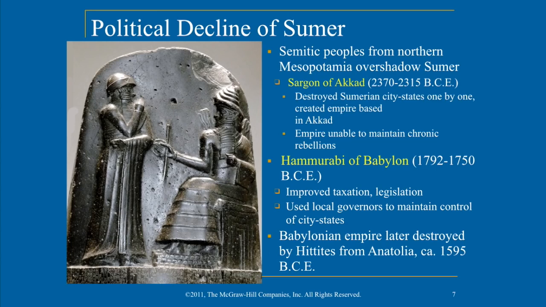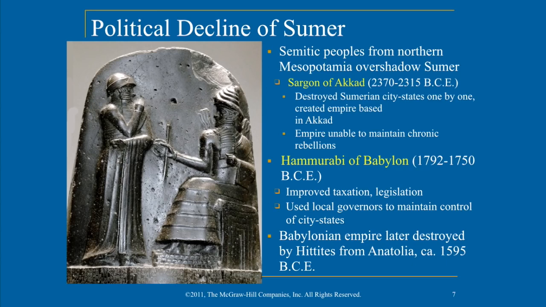Hammurabi of Babylon is a leader of Babylon, obviously, living from 1792 BCE to 1750 BCE. Now, his great contribution to world history is that he improved taxation and legalization. He created some of the world's first law systems and law code. He understood how to tax people in a way that was beneficial to the society and also provide goods and services for the people of that society, so that they can feel safe and secure and well-maintained.